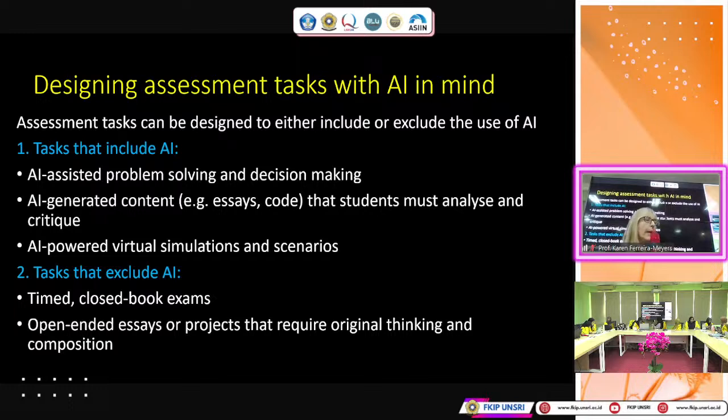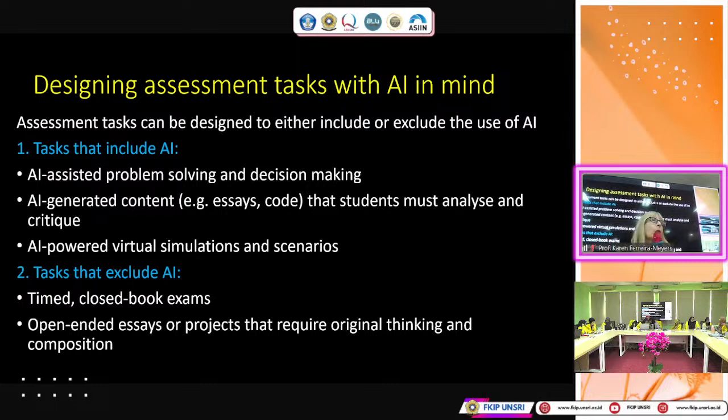Now, let us look at assignment tasks where AI can be used and those where we can't use AI. The ones that include AI can be problem solving and decision making activities, also the content generated by AI that the students must now analyze or critique. I've talked to you about having the different tools next to each other and then deciding which one is the best, what is missing, what is not missing. And also the virtual simulations and the scenarios.